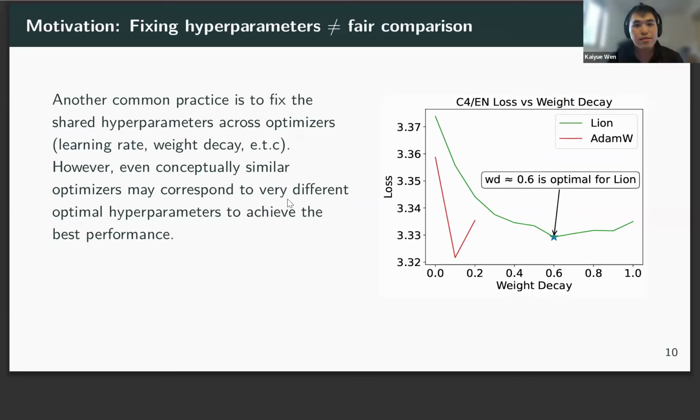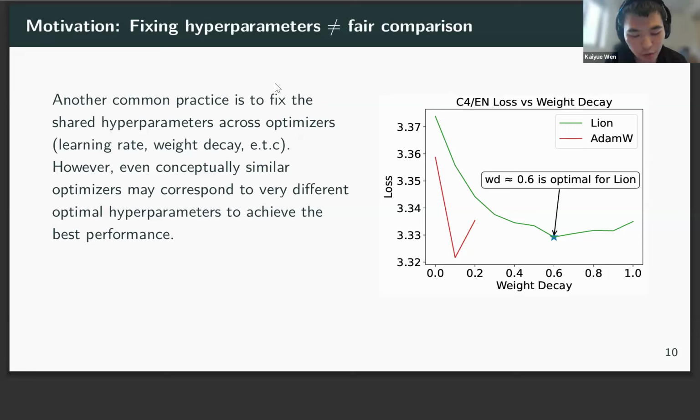Another practice people usually follow when comparing optimizers is to fix the shared hyperparameters across optimizers, because it feels very hard to tune all the hyperparameters. For simplicity, people just say that, okay, we will set weight decay to a standard value, which is 0.1, and we may also set beta 1 and beta 2 to some standard value like 0.9.